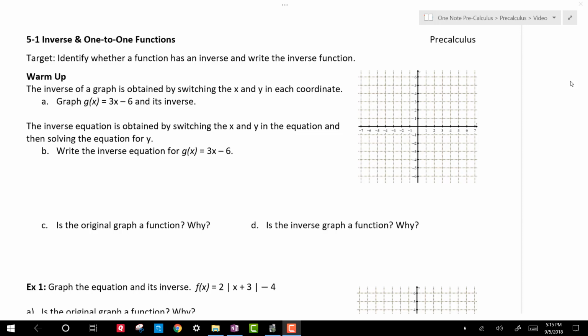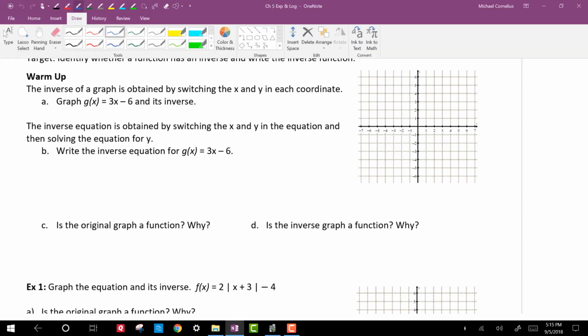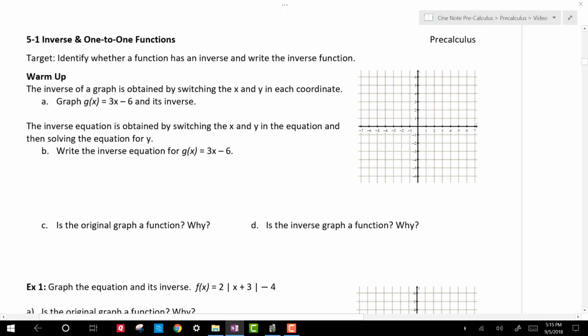Now, in part A, it says to actually graph it. So let's take a look at graphing y equals 3x minus 6. So here we go. I'll choose red. So I've got negative 6 as my y-intercept, a slope of 3. So up 1, 2, 3 over 1, up 1, 2, 3 over 1. And so I can graph this line simply by doing that. All right, the inverse, so this is g of x.